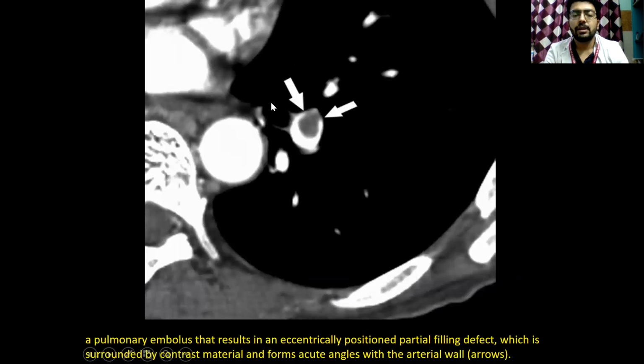This is a pulmonary embolus that results in an eccentrically positioned partial filling defect, which is surrounded by contrast medium and forms an acute angle with the arterial wall.